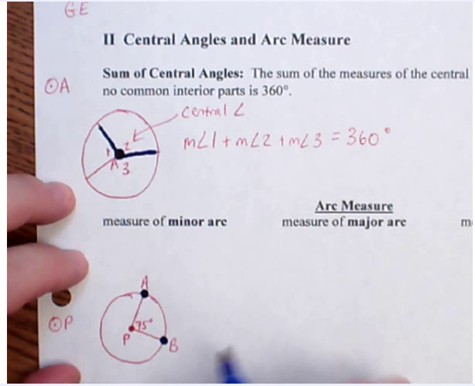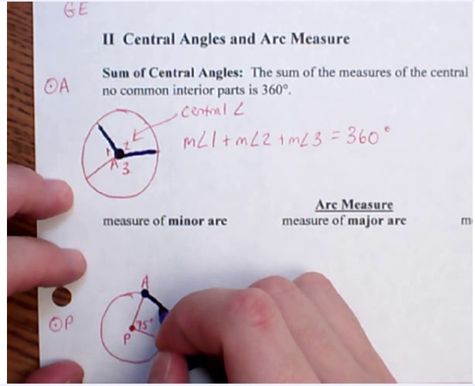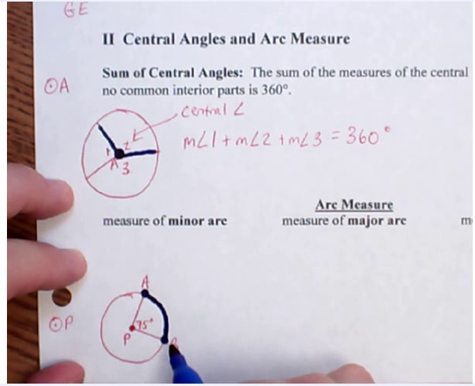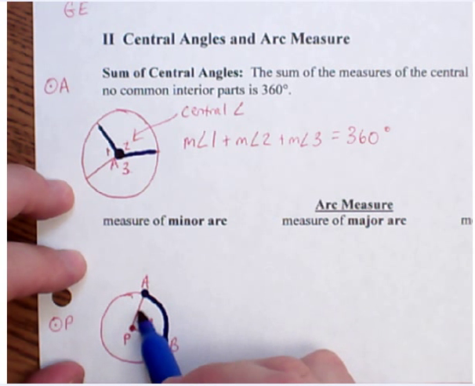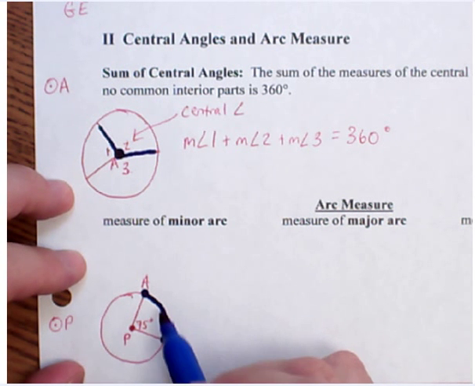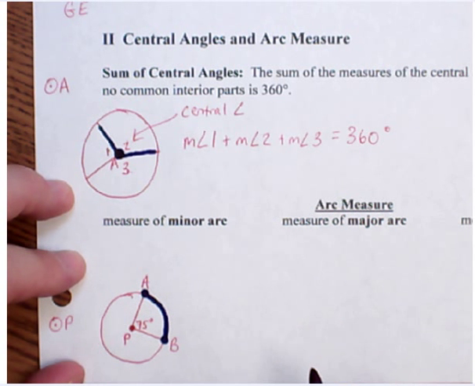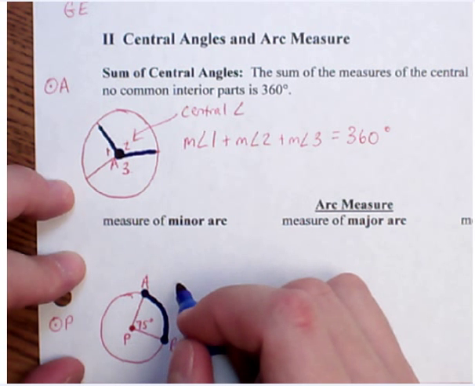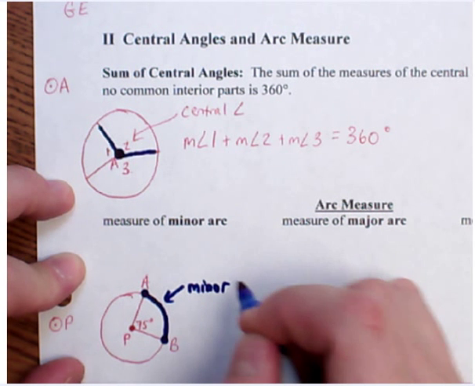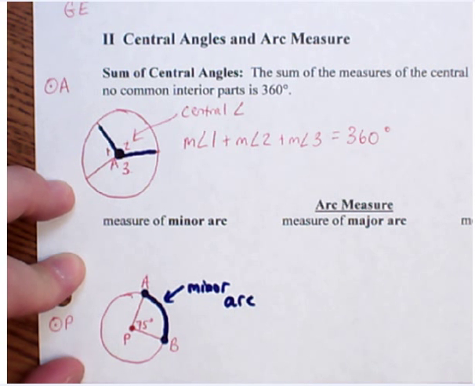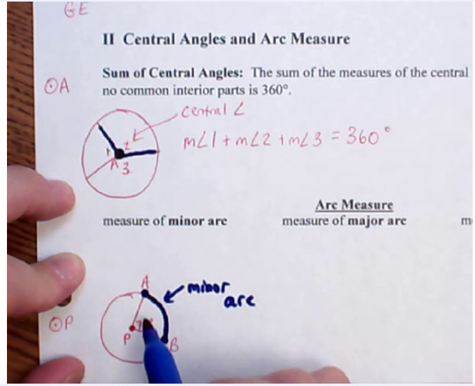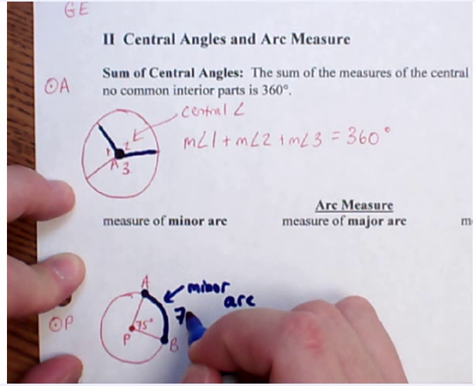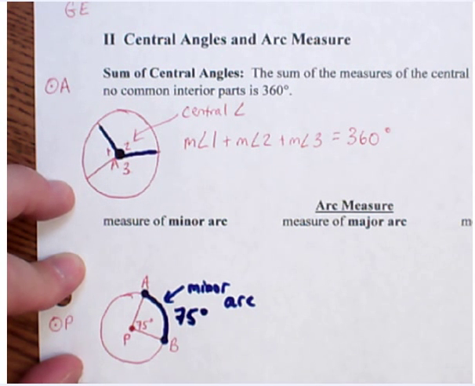Now notice that there's an arc between A and B. The arc is the curved part of the circle. The angle is angle APB, but the arc here is what we call a minor arc. There is a rule that says that the measure of a minor arc is always equal to the central angle measure. So the central angle is angle APB at the center, 75 degrees. The arc measure is going to be the same thing, it's 75.